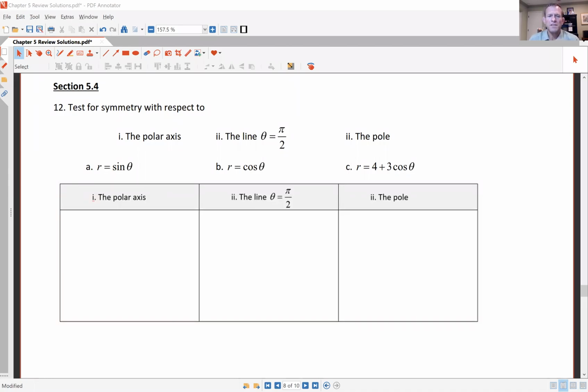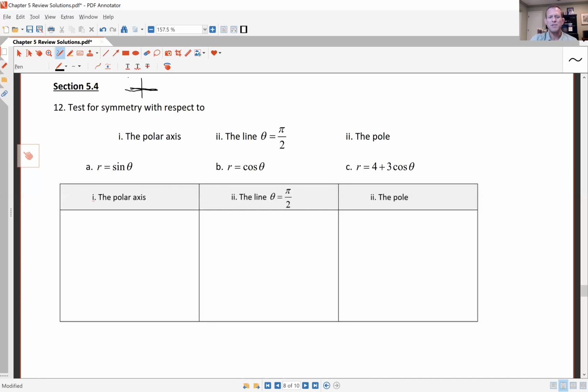This video covers the review for section 5.4, part 1, testing for symmetry with respect to the polar axis, the line theta equals pi over 2, and the pole. The polar axis, when looking at polar graph paper, is what we would call the x-axis in rectangular coordinates. This is the polar axis, the horizontal axis.